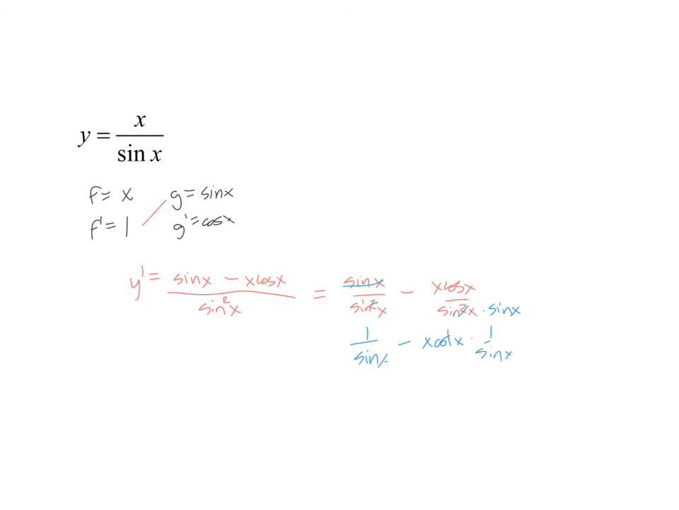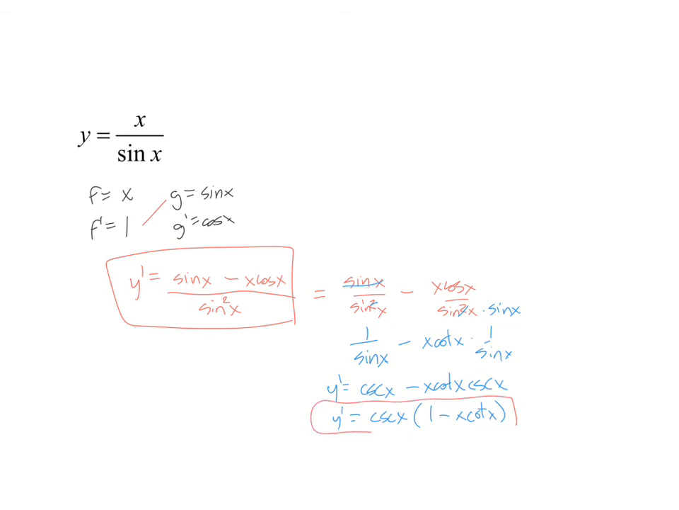You can see it's not really helping much, but we could change it. 1 over sine is cosecant, and then we'd have x cotan times cosecant as well. So you could leave it like that, would be fine. If we really wanted to be fancy, we could take out a cosecant as a common factor and have just 1 minus x cotan x. So all of these are acceptable. Generally for a test question, I'm not going to be too picky unless it'll simplify quite a bit.